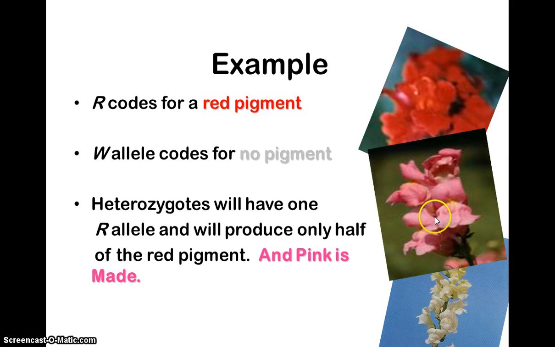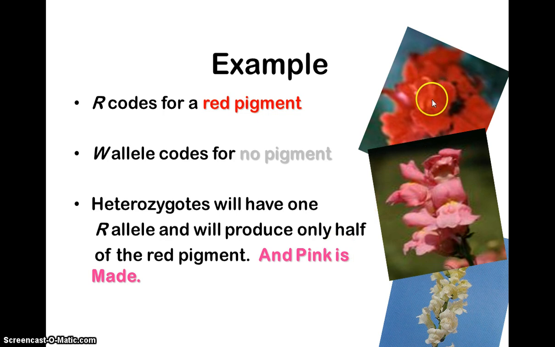Okay, so an example of this actually comes with snapdragons, which are a flower, and there's an example of them here. You can squeeze these and they open up, and the face kind of looks like a dragon. That's why they're named that way. So R encodes for red pigment. W, that allele, codes for no pigment. So white snapdragons just don't contain any pigment. That's why they're white. A heterozygote in that case will have an R and a W. That's a heterozygote because it has a mix. It's not the same. So those basically only produce half the amount of red pigment, and instead they're pink.